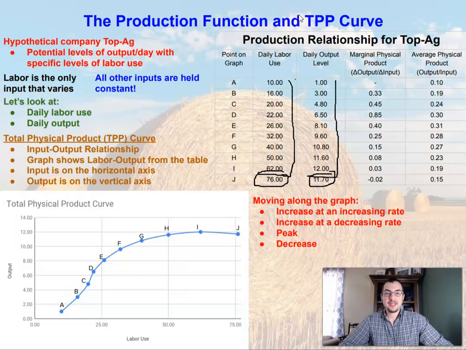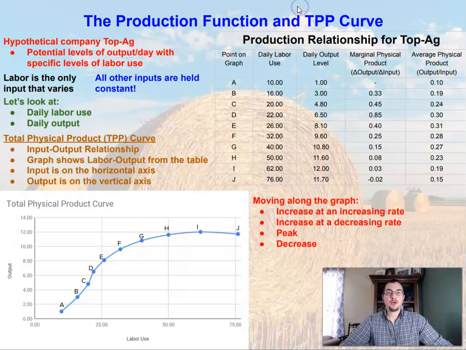In this particular example, we're doing a single input to single output analysis. We're looking at just labor and how just labor affects the daily output level. So labor is the only input that varies. We are going to hold capital, management, and land the same in this analysis. All other inputs are held constant. So we were just looking at the daily labor use and the daily output.